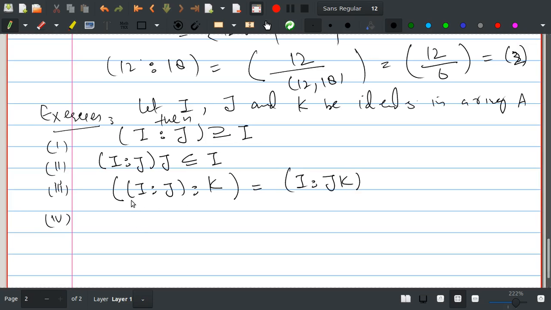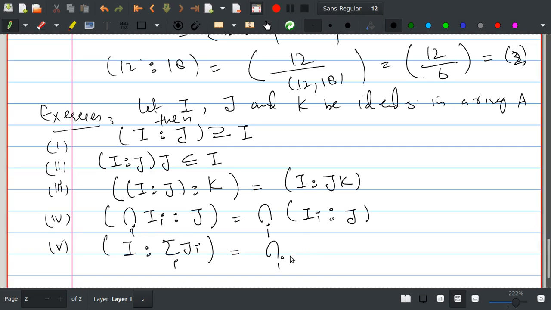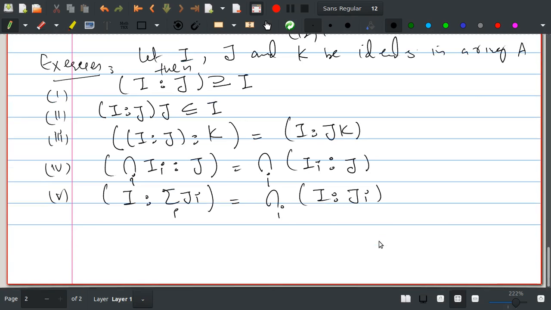Then fourth is, if I take the intersection of ideals I_i and take it as a quotient with ideal J, this is actually the intersection of I_i : J. And finally, if I look at this ideal I : sum of ideals J_i, where the sum runs over i, so this is actually the intersection of all these quotient ideals I : J_i. So they are all trivial exercises.